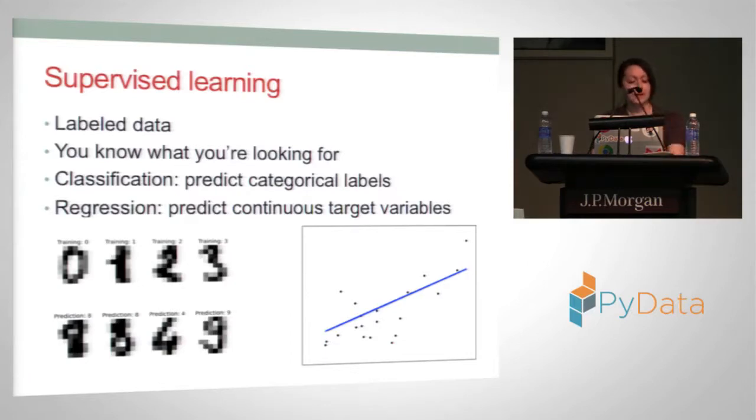And you can see on the left there, that's an example of classification, because we have basically our data set, which in this case is handwritten digits and then a label. And on the right, that's an example of regression, where we're predicting a continuous variable basically by fitting a line to it. So I'm going to focus on classification.